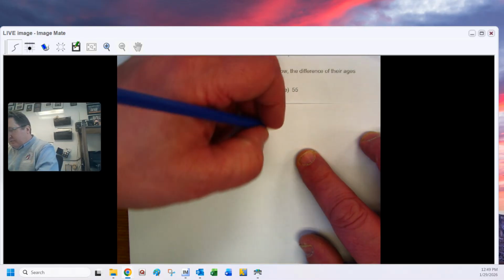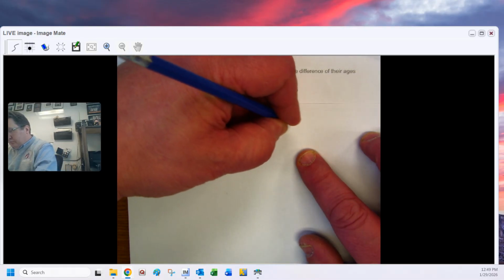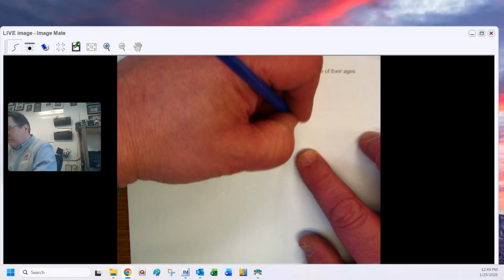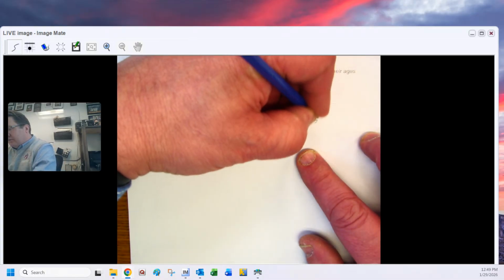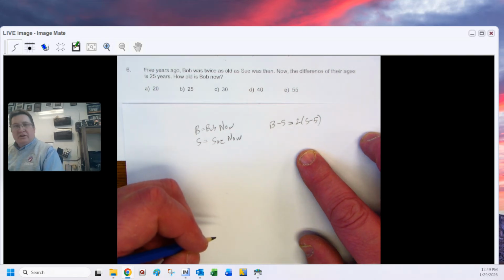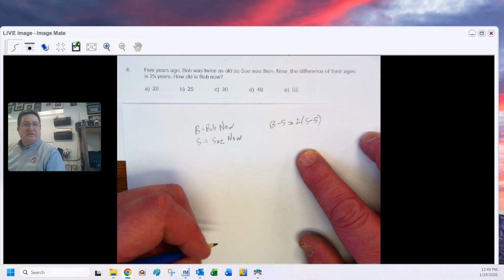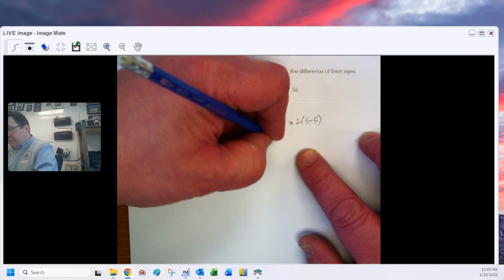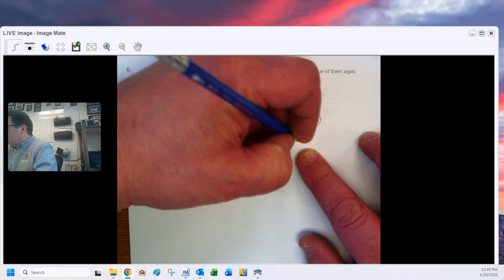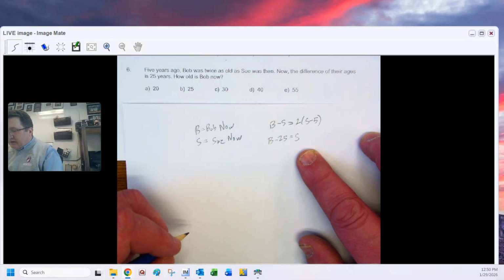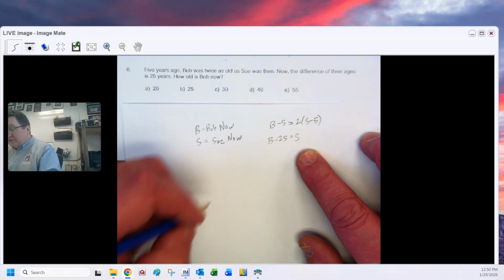Then let's see. 5 years ago, Bob was twice as old as Sue was then. So if you took Sue's age 5 years ago and multiplied it by 2, you'd have Bob's age 5 years ago. And then it says now the difference of their ages is 25. And so that means that if you took Bob minus 25, you would have Sue. And so from there, you solve it however fast you can solve it, right?